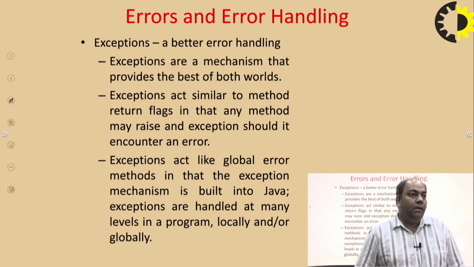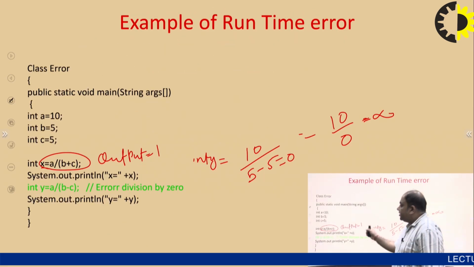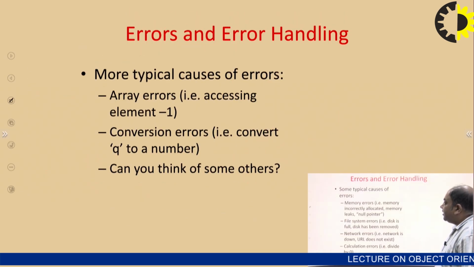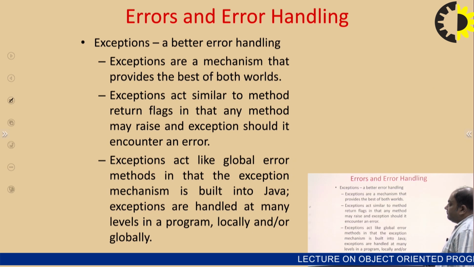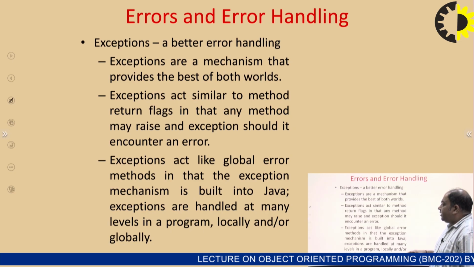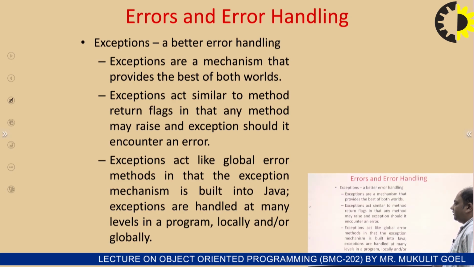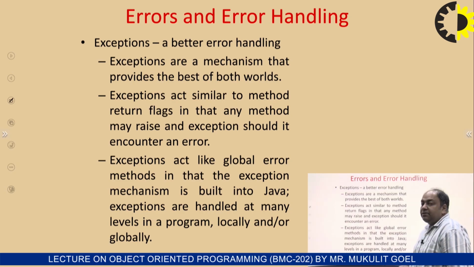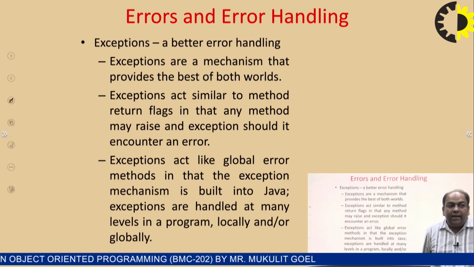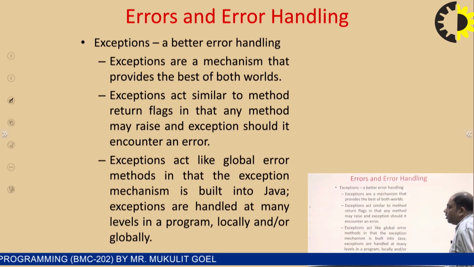If I run this same program, it will give an error and it will not execute. But after doing exception handling, after catching the exceptions, this program will execute, and at the point where we are dividing the number by 0, it shows there is an arithmetic error. So the exception acts as a global error method, in that the exception is built into Java, and exceptions are handled at many levels in a program, locally or globally.